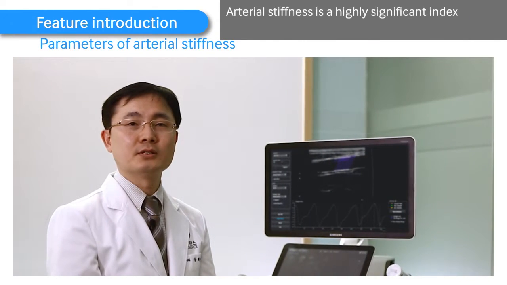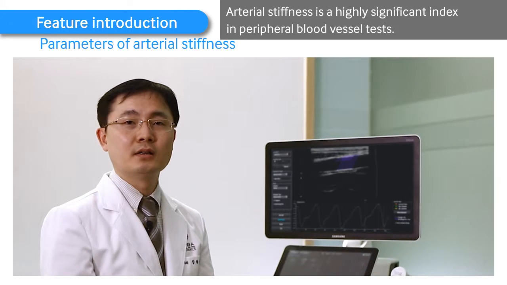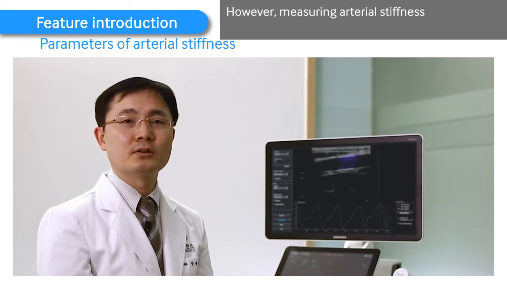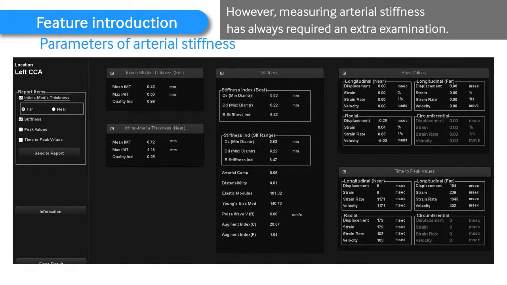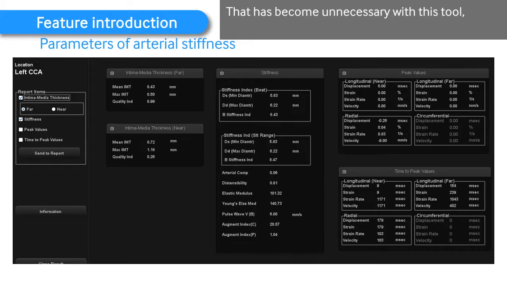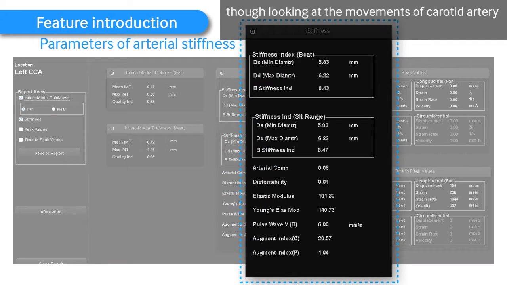Arterial stiffness is a highly significant index in peripheral blood vessel tests. However, measuring arterial stiffness has always required an extra examination. That has become unnecessary with this tool, and we can easily measure arterial stiffness through looking at the movements of the carotid artery in a simple long-axis carotid view.